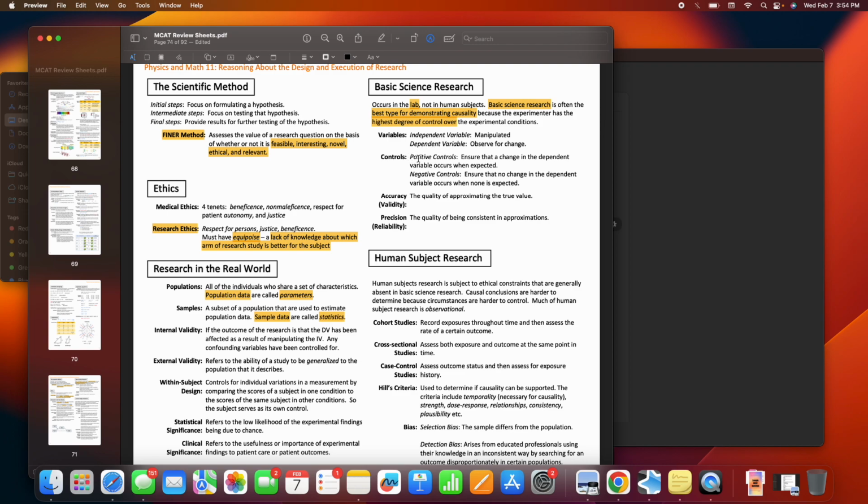Controls are positive controls, ensuring that a change in the dependent variable occurs when expected, and negative controls, ensuring that no change in the dependent variable occurs when none is expected. So positive controls, making sure that the change in the dependent variable occurs when expected, and negative controls, no change when none is expected.